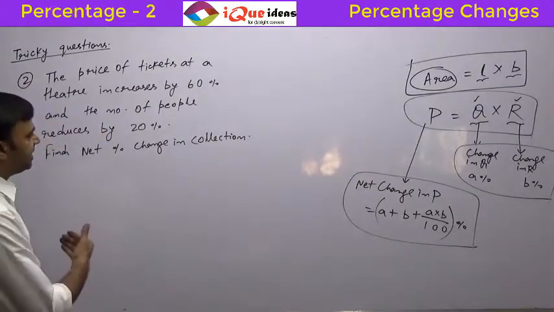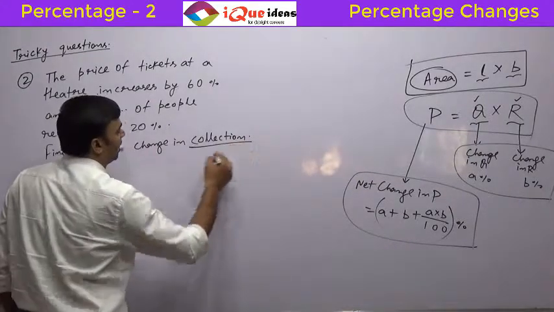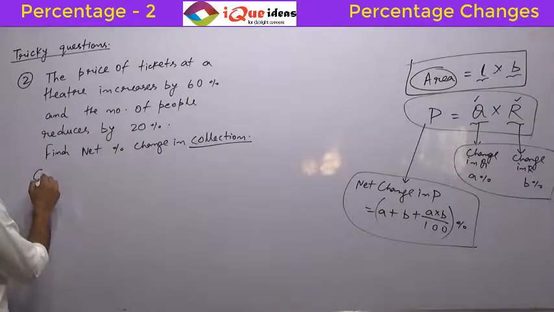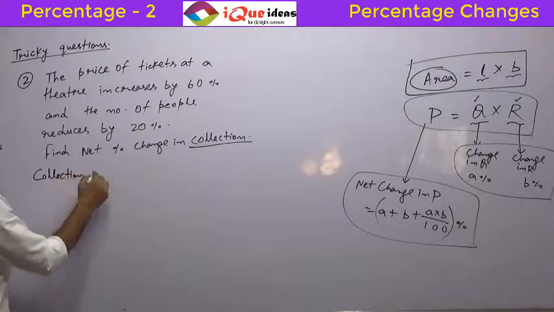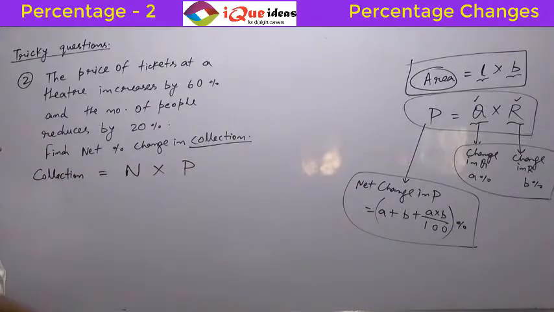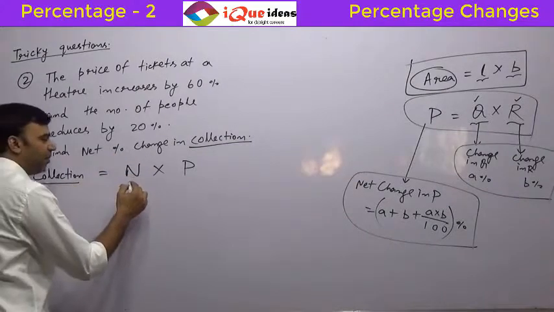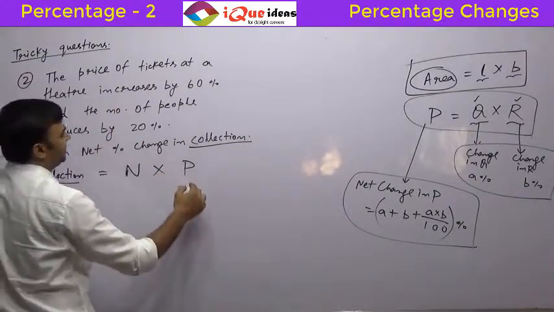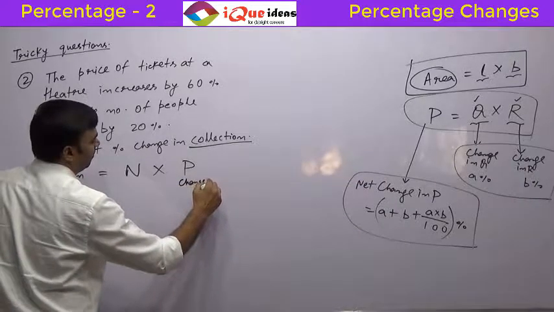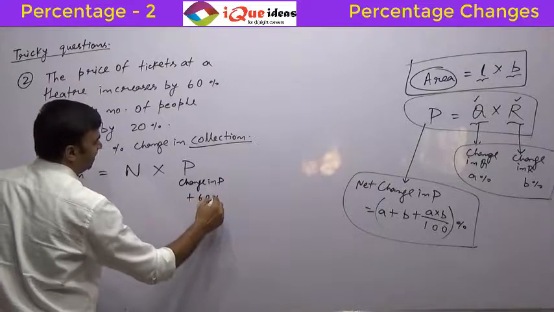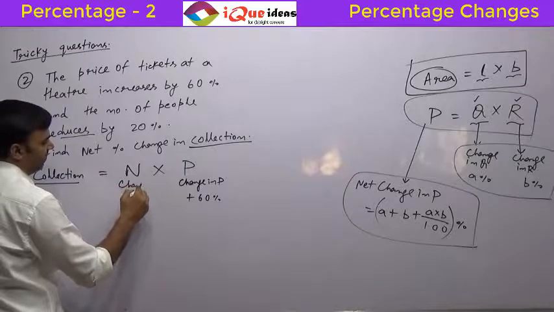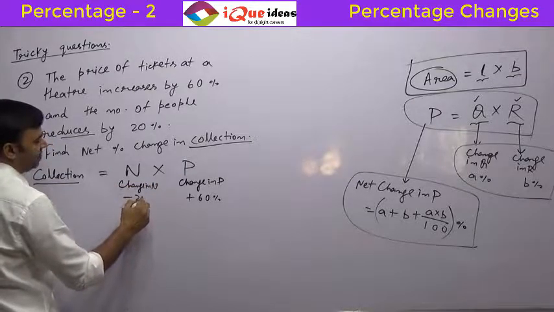Now in this case also, how would you calculate the total collection? What do you mean by collection? The total amount of money collected at the end of the day. So total collection is equal to the number of people into the price. It's the same situation. Collection is a product of number of people and the price. The price has increased by 60%, so change in P is given as plus 60%. And the number of people reduces by 20%, so the change in N is given as minus 20%.